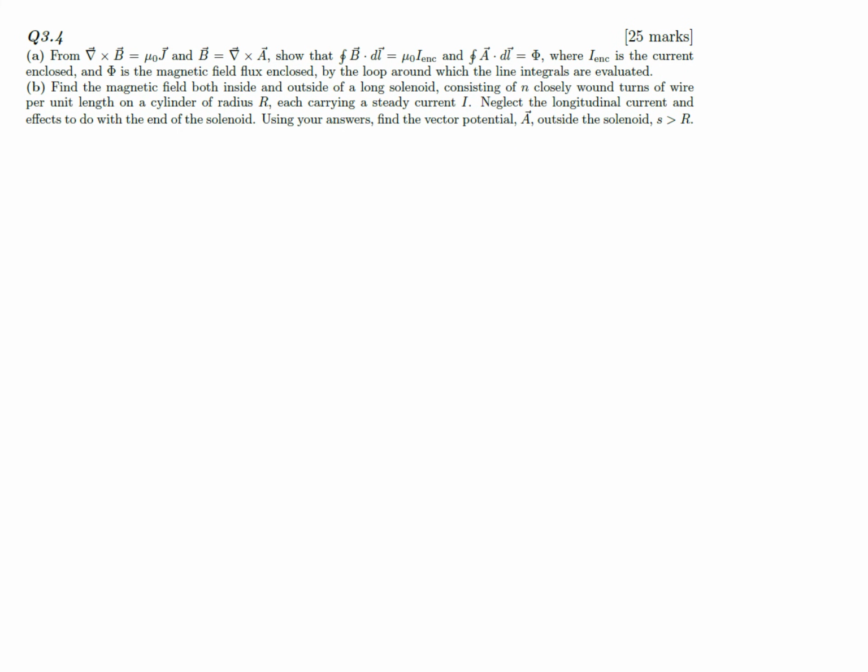So let's have a look at part B. In part B of the question, we're asked to find the magnetic field both inside and outside of a long solenoid, consisting of n closely wound turns of wire per unit length on a cylinder of radius r, each carrying a steady current I. Furthermore, we should neglect longitudinal current and effects to do with the ends of the solenoid. So this is completely bookwork. This is something we did explicitly in the lectures. It's also in all of the books, so it's extremely simple.